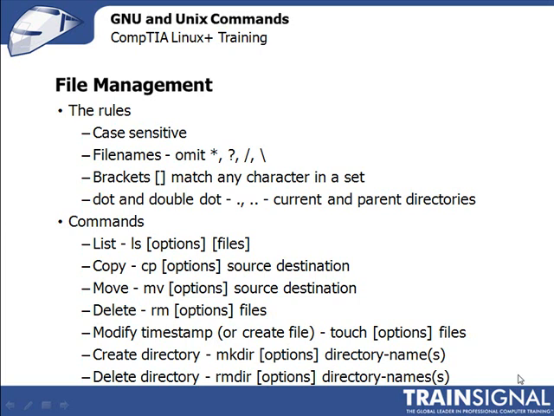The question mark is a wildcard and represents a single character, and an asterisk matches any character or set of characters. Brackets are used to match any character in a set. And we should also know that one dot refers to the current directory and a double dot refers to a parent directory. Now the first command we've used already, and it's ls, which again lists the contents of the current directory.